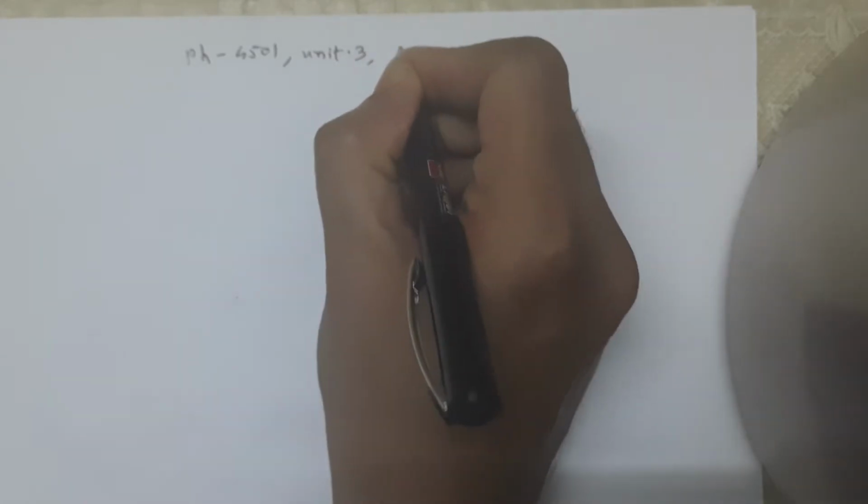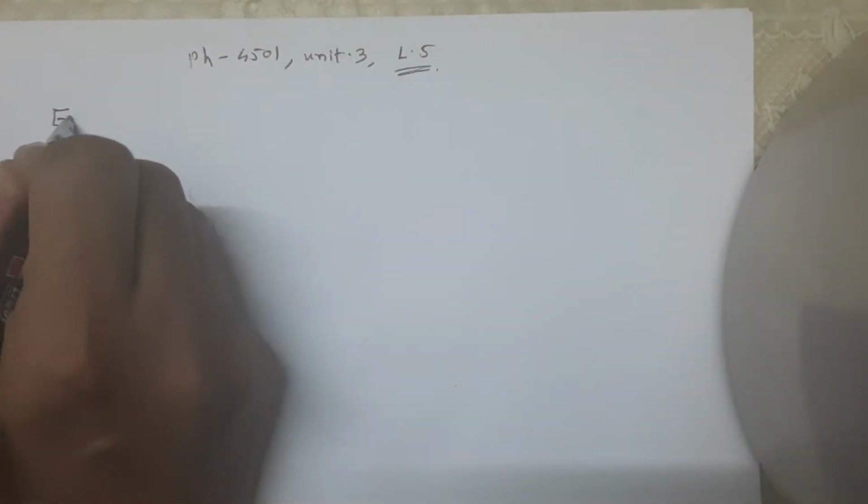Now paper is PH 4501, Unit 3, Lecture 5. We are discussing now emitter bias.